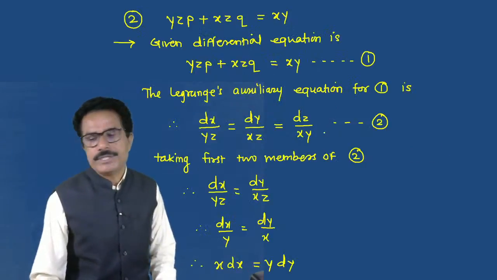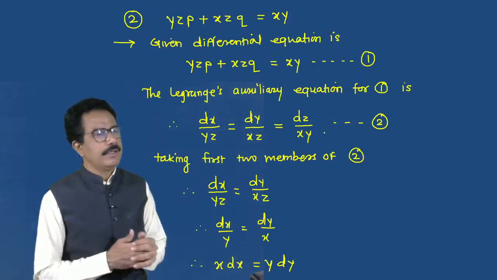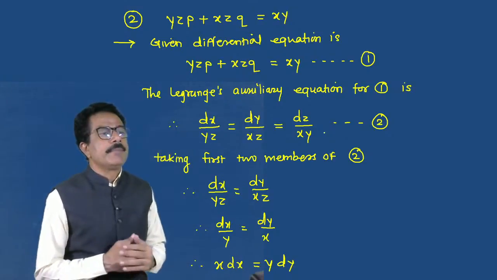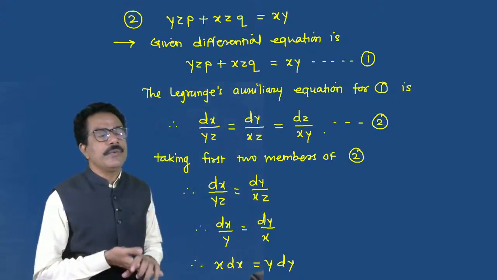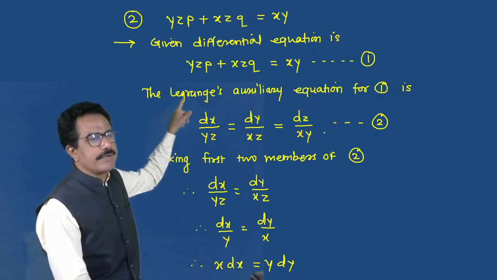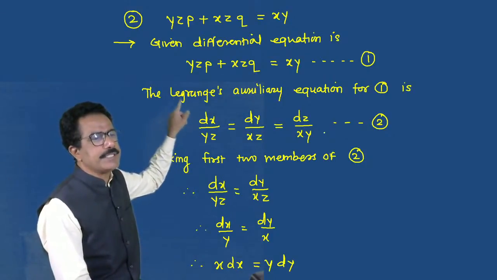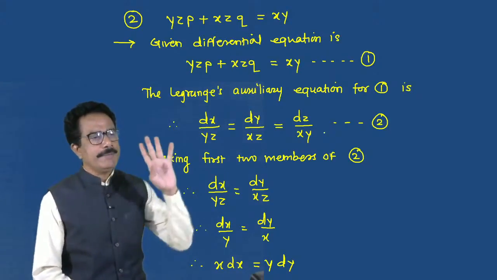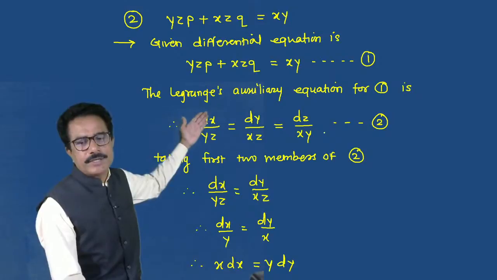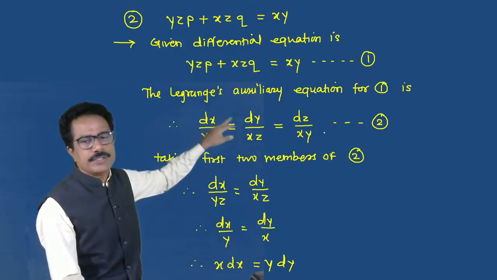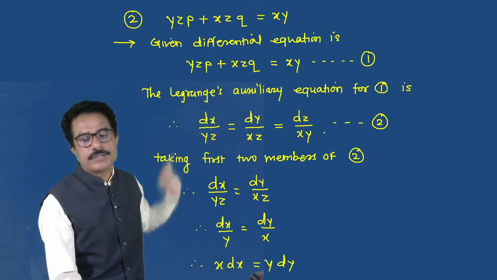Okay, now we shall move towards the second problem. What is that second problem? See this, yz into p plus xz into q, which is equals to xy. Now the given differential equation is yz into p plus xz into q, which is equals to xy. Suppose this is 1. Now Lagrange's auxiliary equation of equation 1, we can write dx upon yz, which is equals to dy upon xz, which is equals to dz upon xy.